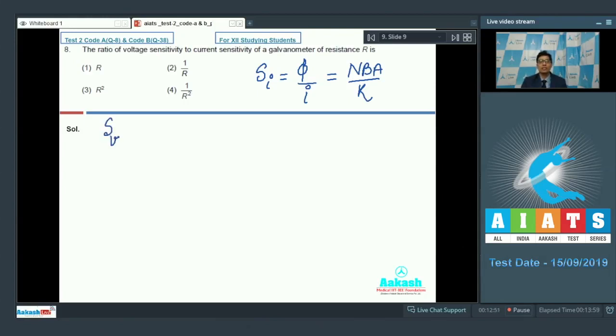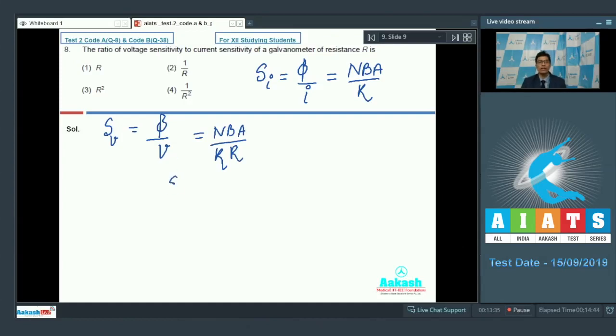The voltage sensitivity, which can be represented by SV, is equal to the angle moved by the needle of the galvanometer per unit voltage. This is equal to NBA by the constant, which is the torsional constant, and R. Here R is the resistance.